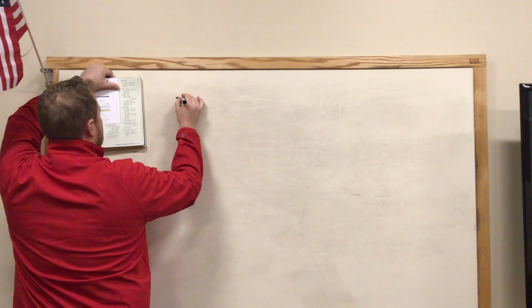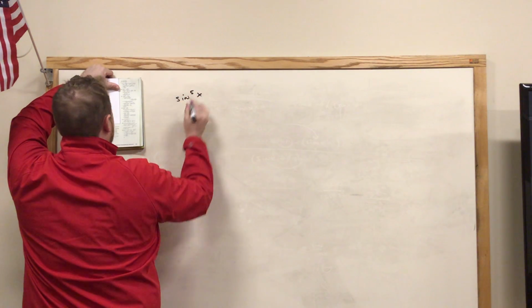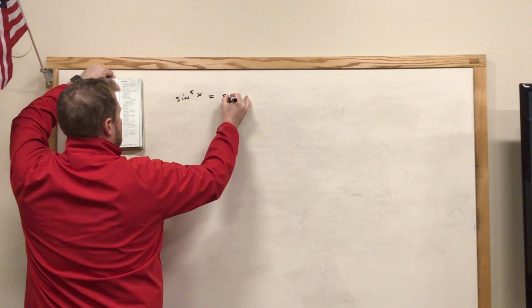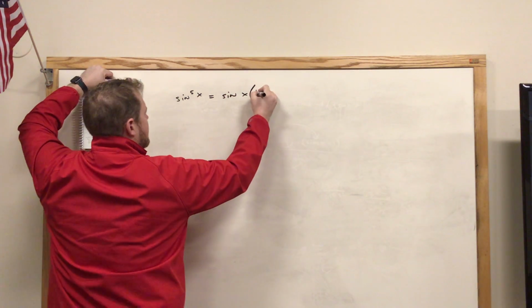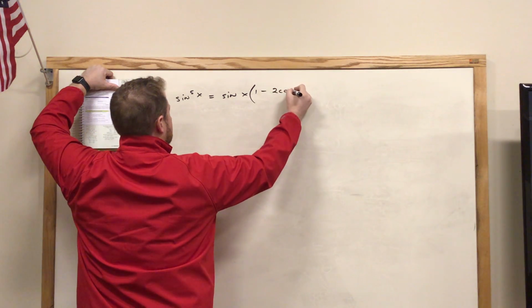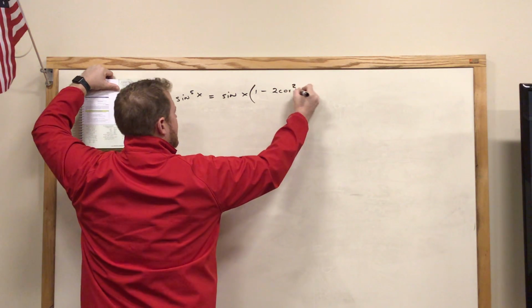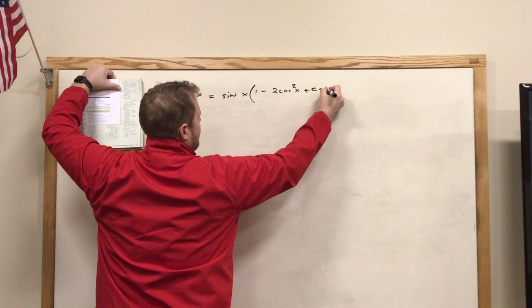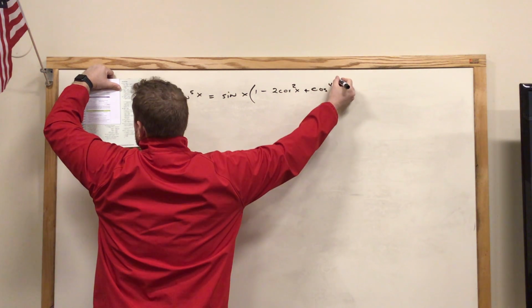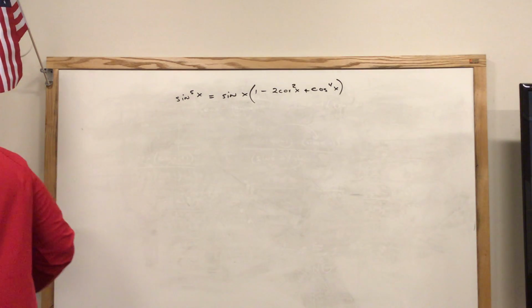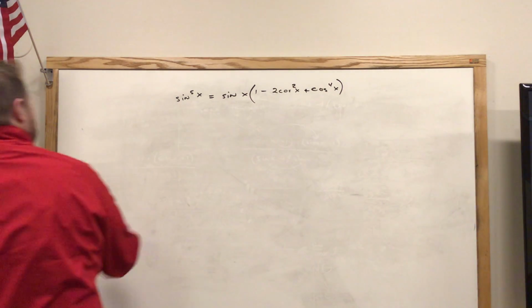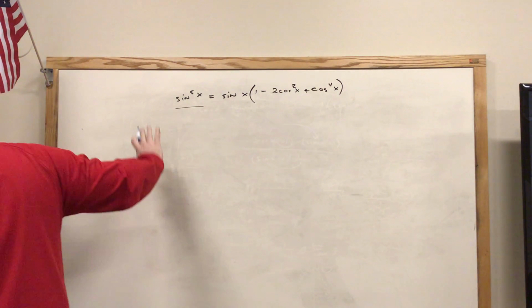Example 7, sine to the fifth power x equals sine x, parentheses, 1 minus 2 cosine squared x plus cosine 4x, parentheses. All right, so here we go. What are we going to do first? So obviously, what's the side that we're going to stay the same? This one. We're going to work on that side over there.